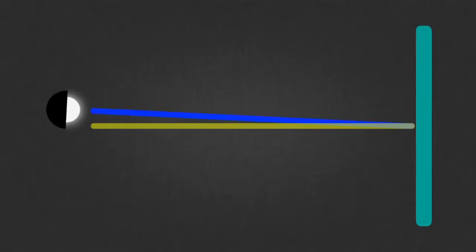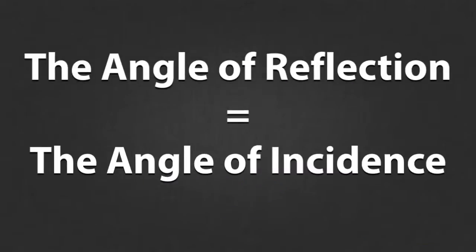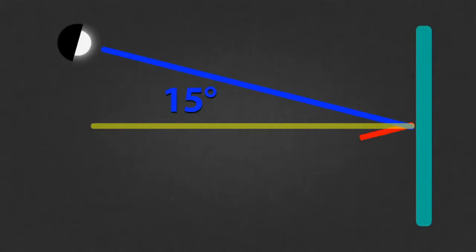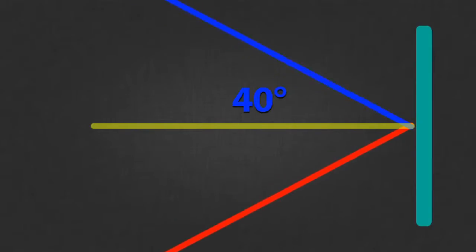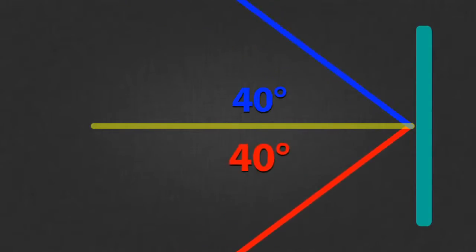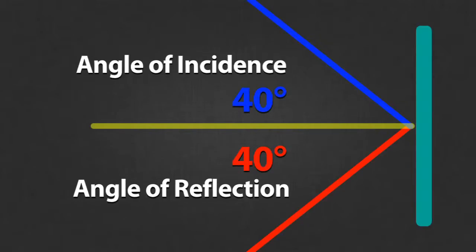As our light moves, our angle of incidence also moves. In this animation, you can see that our angle of incidence is 15 degrees. What we need to know is how that light is reflected so we can know where to place our camera. The angle of reflection is equal to the angle of incidence. So in this scenario, our angle of reflection would be 15 degrees. If our source of light moved to 40 degrees, our angle of reflection would also move to 40 degrees. Our angle of incidence and our angle of reflection are always the same.